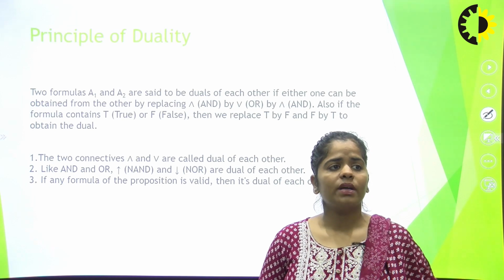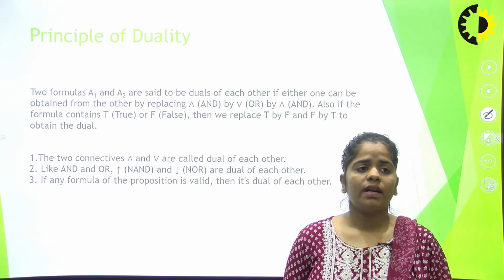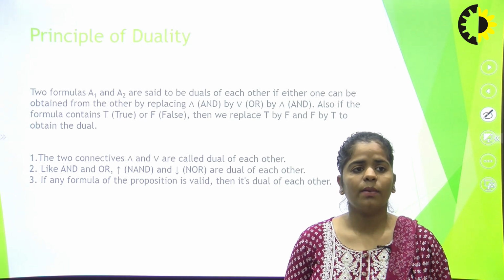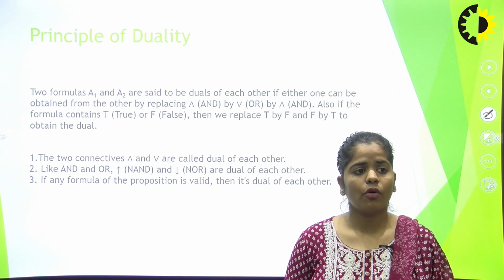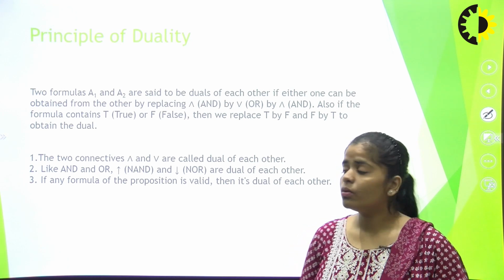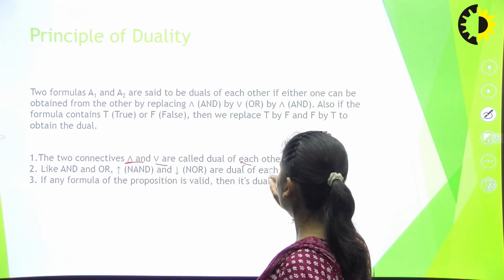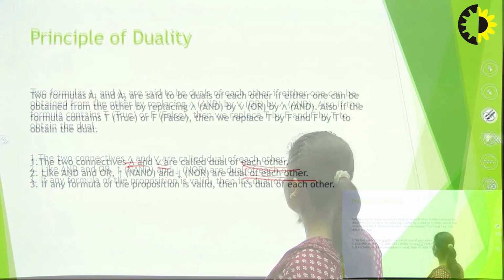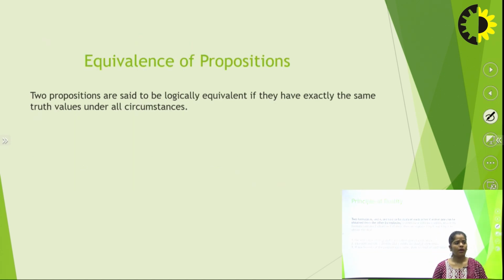Now the next topic is the principle of duality. We discussed duality in unit 3 also, where we replace AND by OR and OR by AND, and true by false and false by true. The two connectives AND and OR are called the dual of each other, right? And NAND and NOR are also called the dual of each other, okay? So this is the principle of duality.